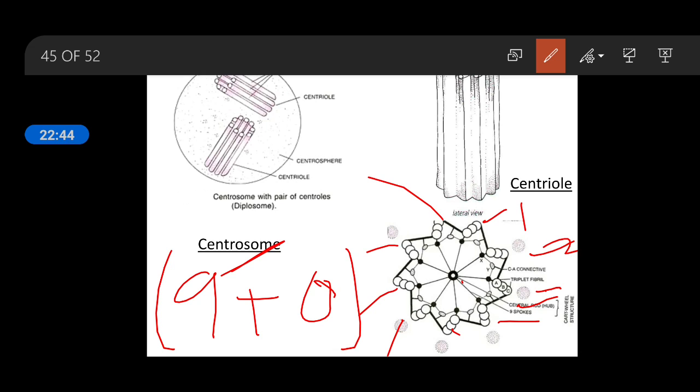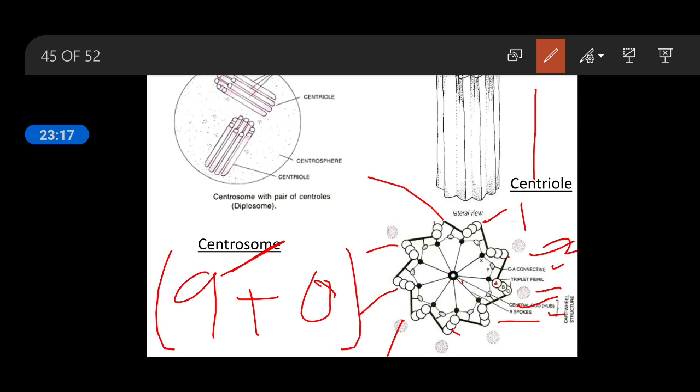Here it is a transverse section, so you are seeing a circle, but in the lateral view it is actually a rod like structure. This is known as hub. Each A microtubule is connected with the C part of the preceding triplet fibril, so it is the CA connective or CA linker. So there is a total of 9 CA linkers.